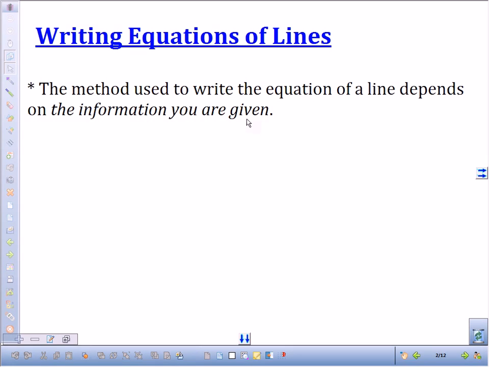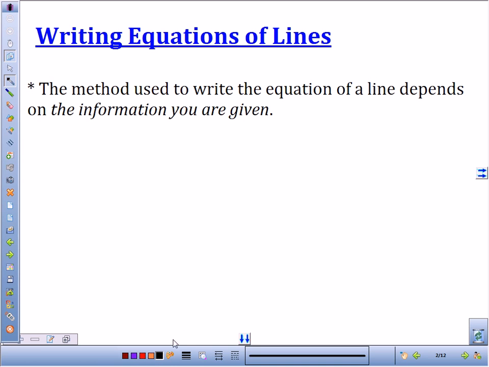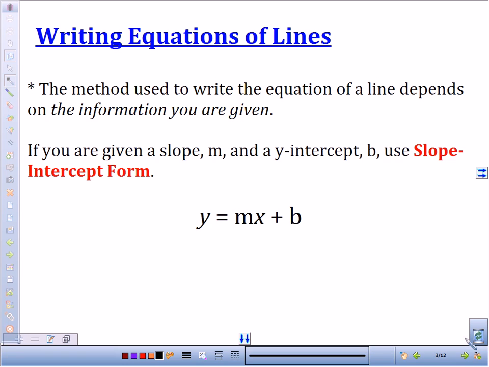The method that we use to write the equation of a line depends on the information that we're given. By that I mean we might be given 2 points and told that these 2 points make a line, and we want to write the equation of that line. We might be told 1 point that's on the line, and we might be given the slope of the line and have to write the equation that way, or we might be given the slope of the line and then told some other piece of information, or we might be given a point on the line and given some other information.